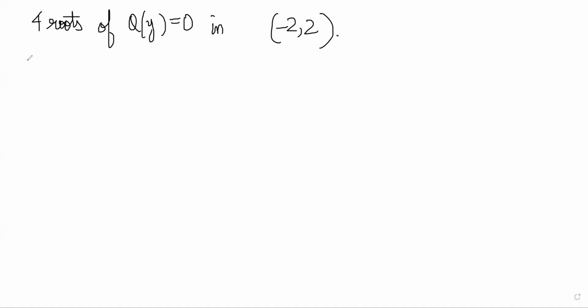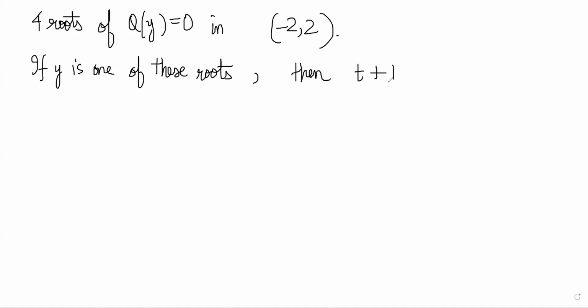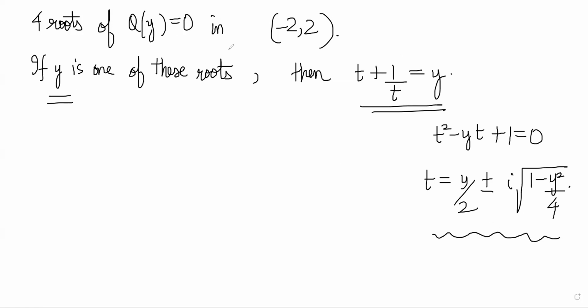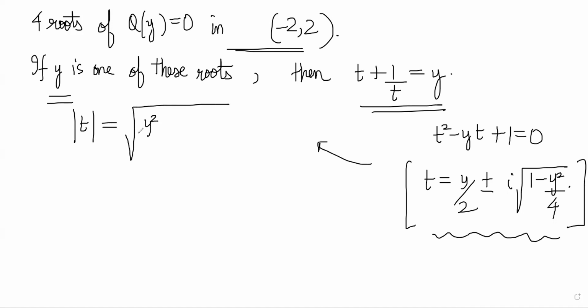Now, if y is one of these roots, then we know that t values, we had done this substitution, t plus 1 by t is equal to y, and this equation becomes t square minus yt plus 1 equals 0. Then t is equal to y by 2 plus minus i times root over 1 minus y square by 4 by the quadratic formula. So if y is one of these 4 roots, then t will be equal to this. And notice that modulus of t was equal to root over y square by 4 plus 1 minus y square by 4. So modulus of t is 1.